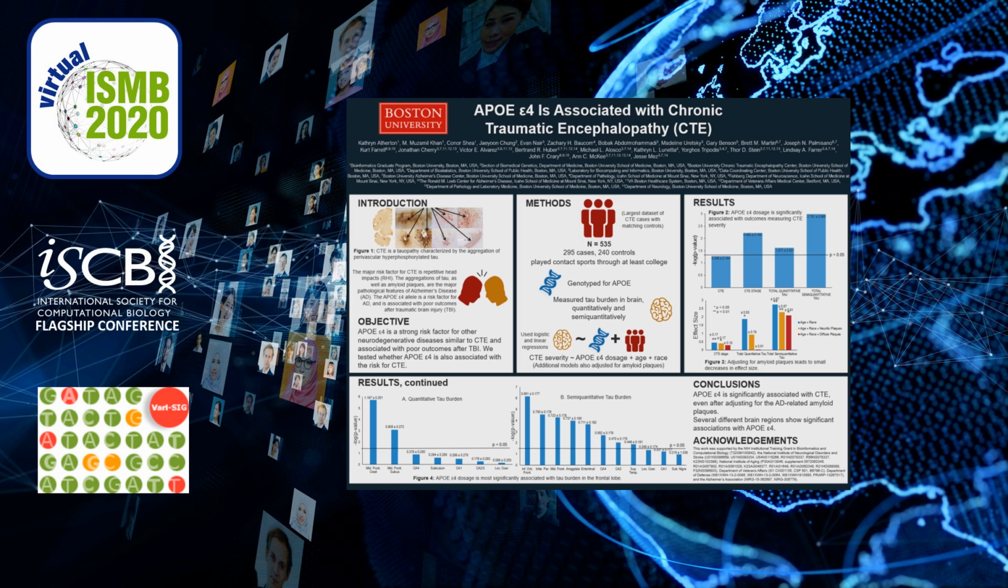We have found that APOE E4 is significantly associated with CTE, even after adjusting for Alzheimer's-related pathology. Additionally, we found that tau burden in several different brain regions shows significant associations with APOE E4.